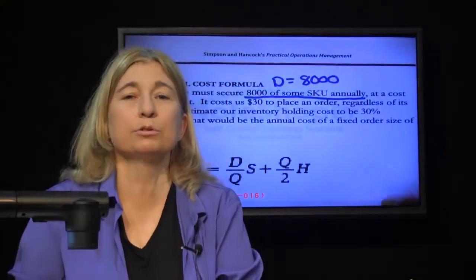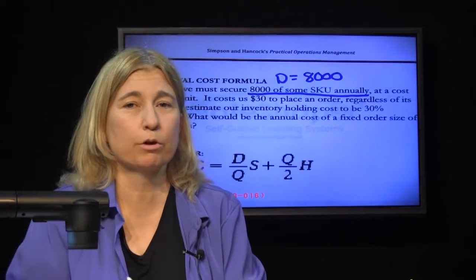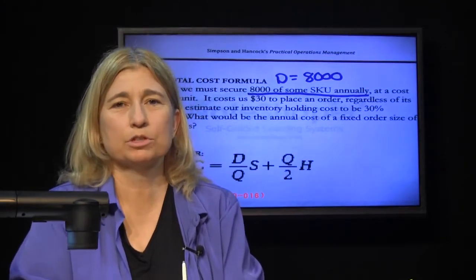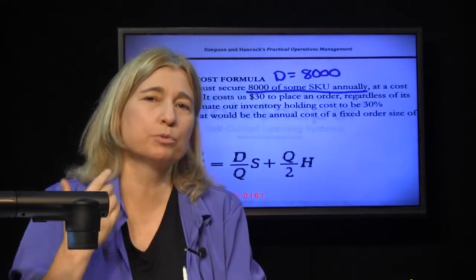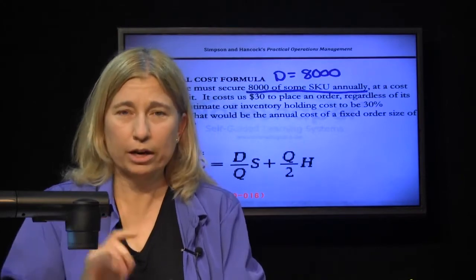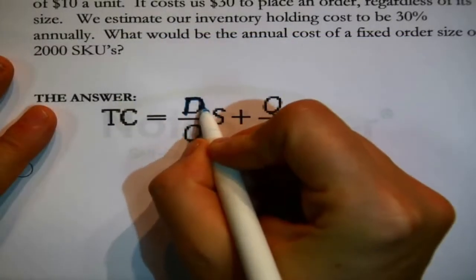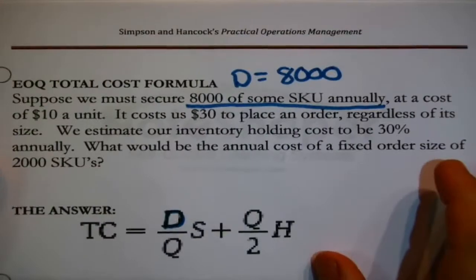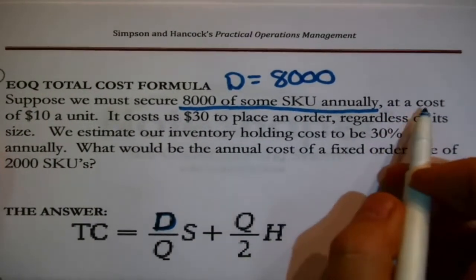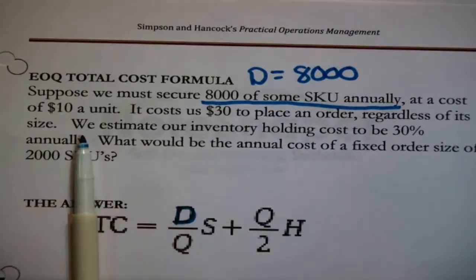Capital D is annual demand. In all of these inventory models and the formulas, capital D is annual demand. Annual demand, how much we will need in a year. Okay, now you can see that is featured right here in the formula, but wait, there's more. At a cost of, okay, interesting.